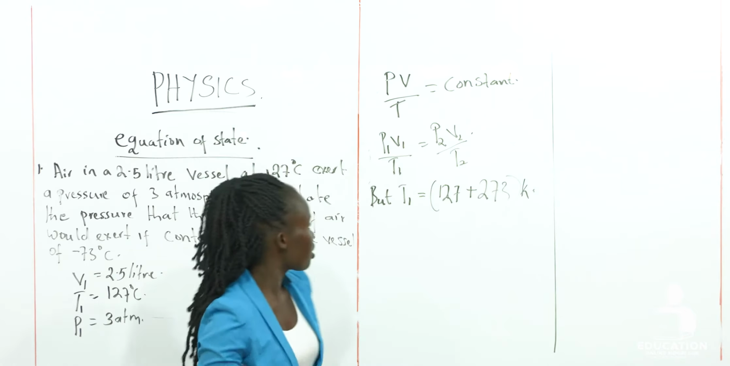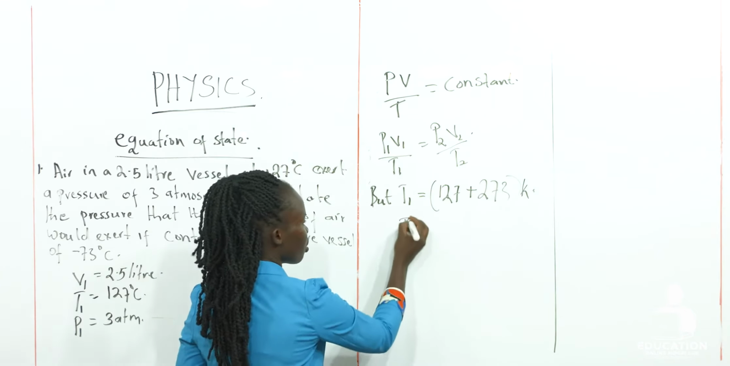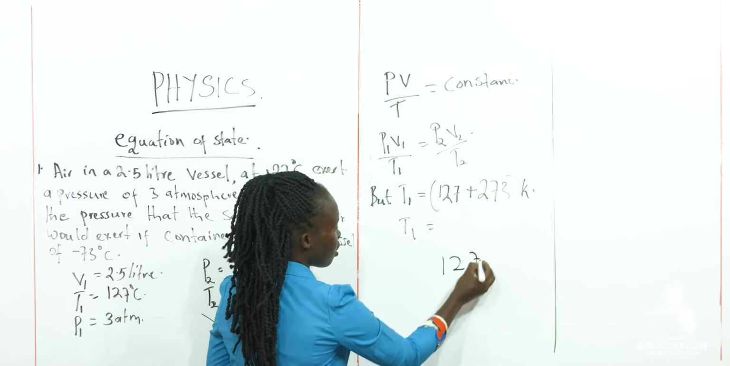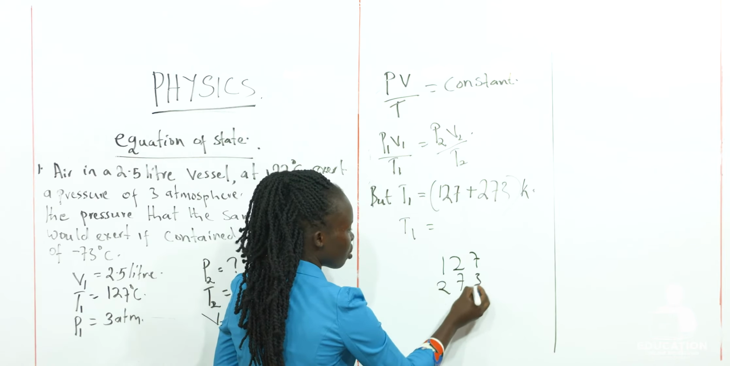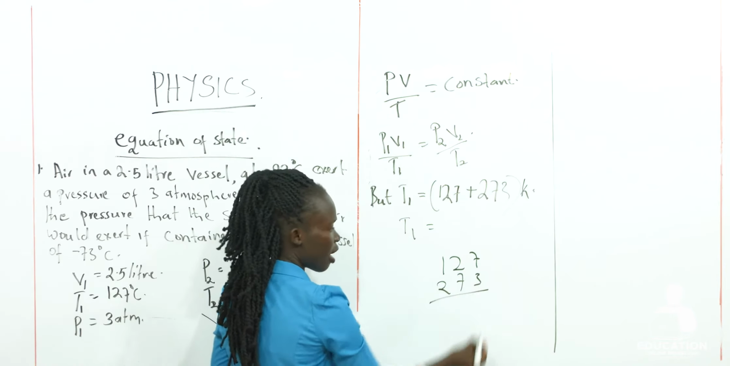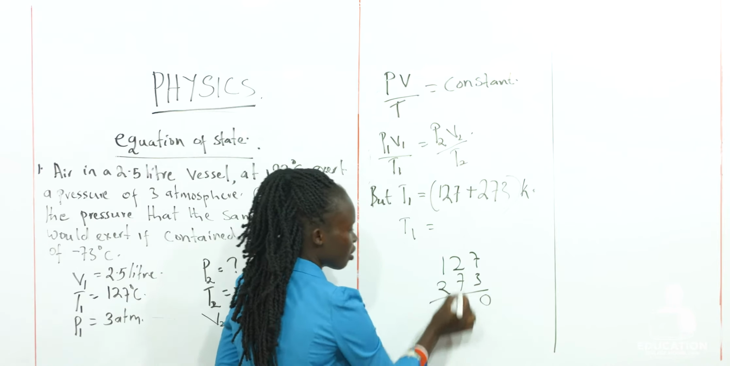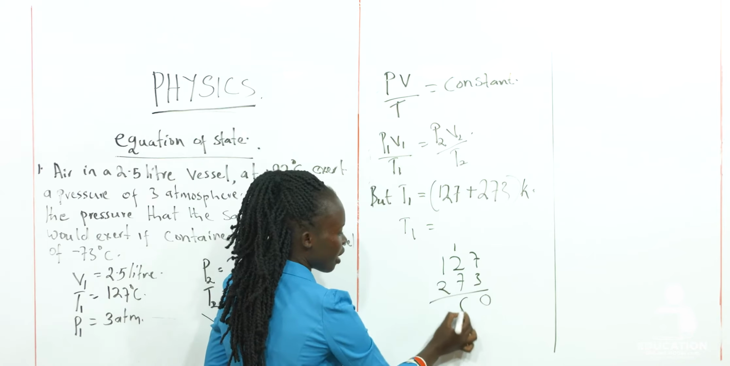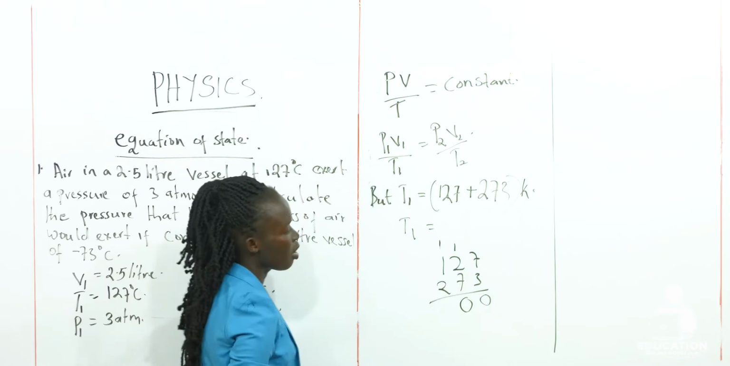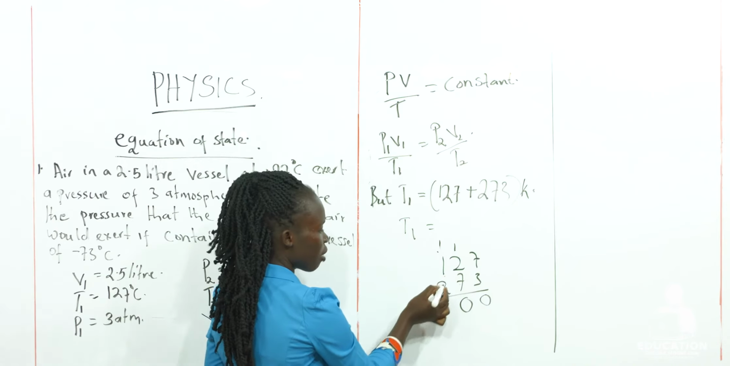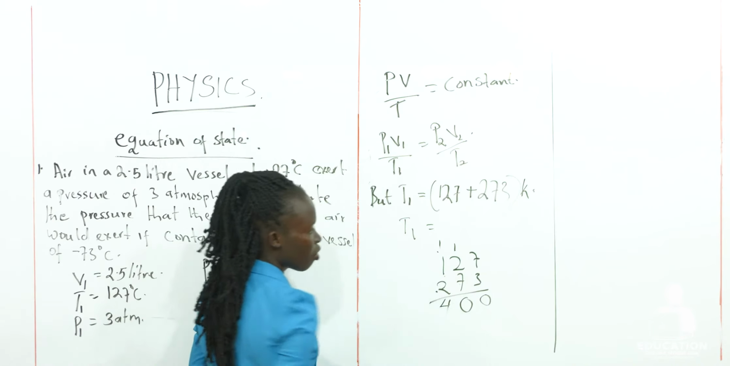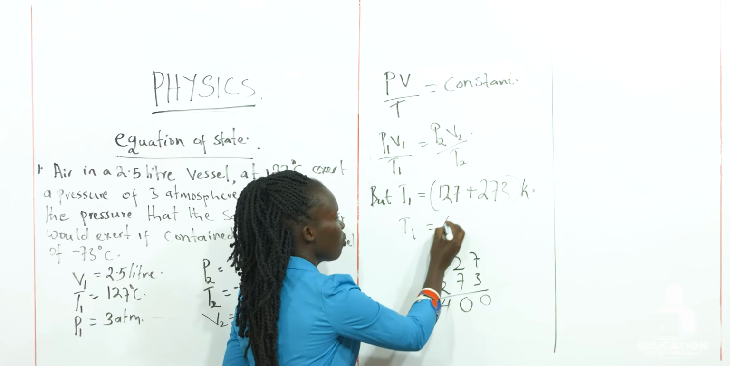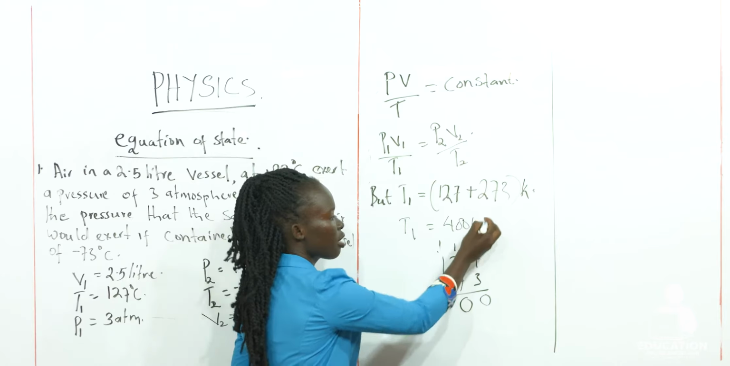So if we have that, what will be our temperature 1? We have 127 and we are adding 273 to it. We have 3 plus 7, which gives us 10. We write 0 and carry 1. Then we have 1 plus 1 plus 2, which gives us 4. So that means our first temperature on the Kelvin scale will be 400 Kelvin.